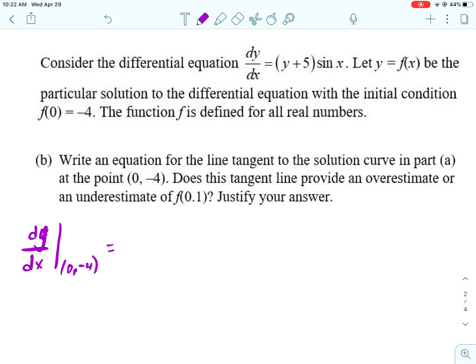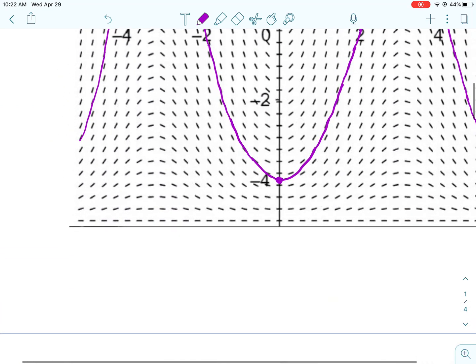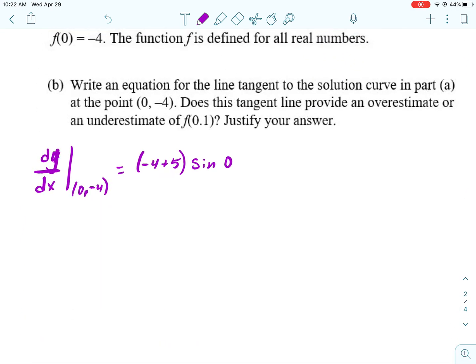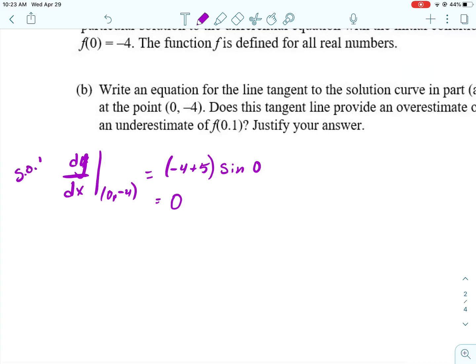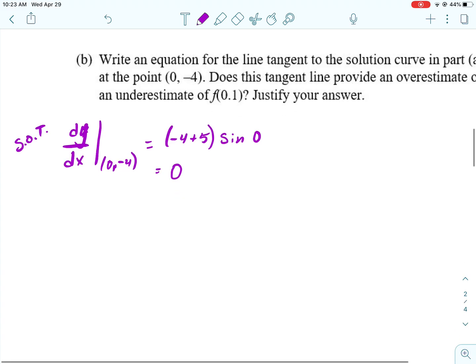So to get a tangent line, we've reviewed this so much, so I think you guys got it. We need to find the slope, and the slope is found by using the derivative, and the derivative is what is given to us. This one's a little different because we have to plug in an x and a y, but it's no big deal. We're going to put -4 in for y, and 0 in for x. Looking at our graph, I think you can tell that the slope at the point 0, -4 is 0, but we can still go through the whole process: that's going to be 1 times the sine of 0. The sine of 0 is 0, so our slope is 0.